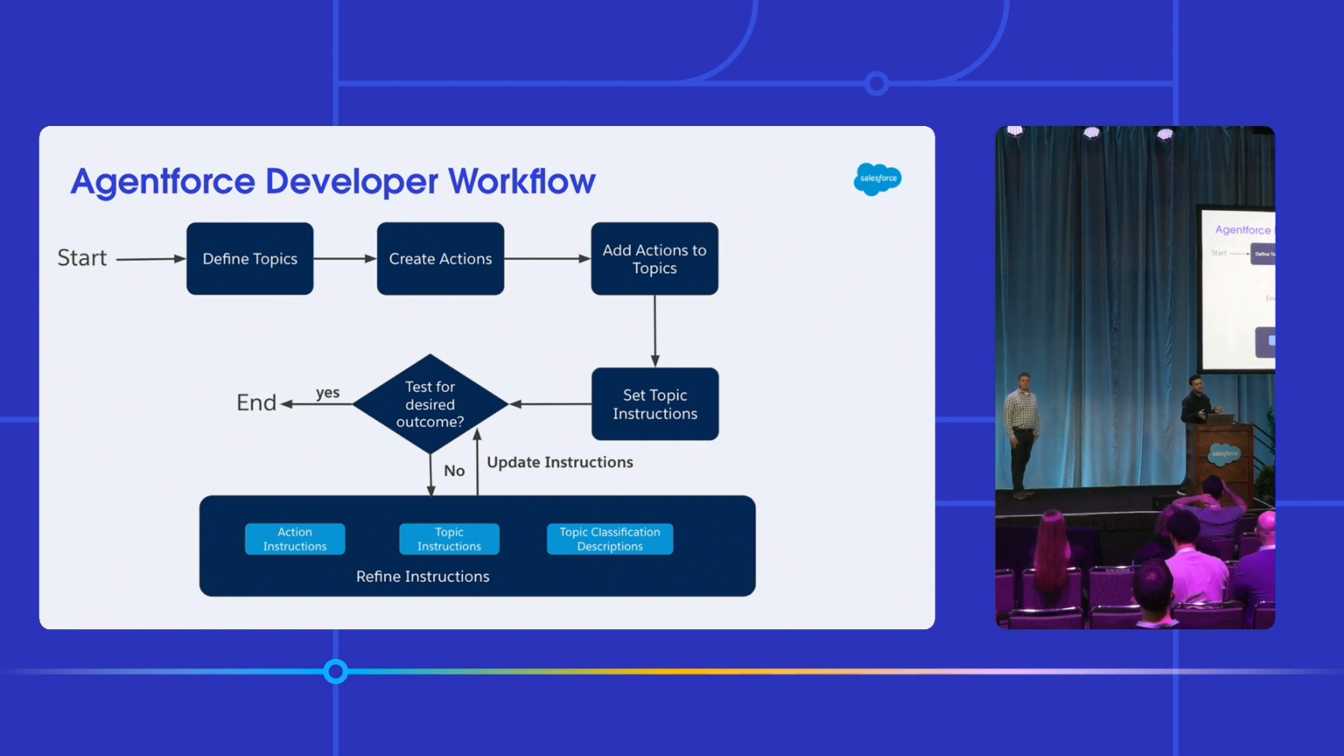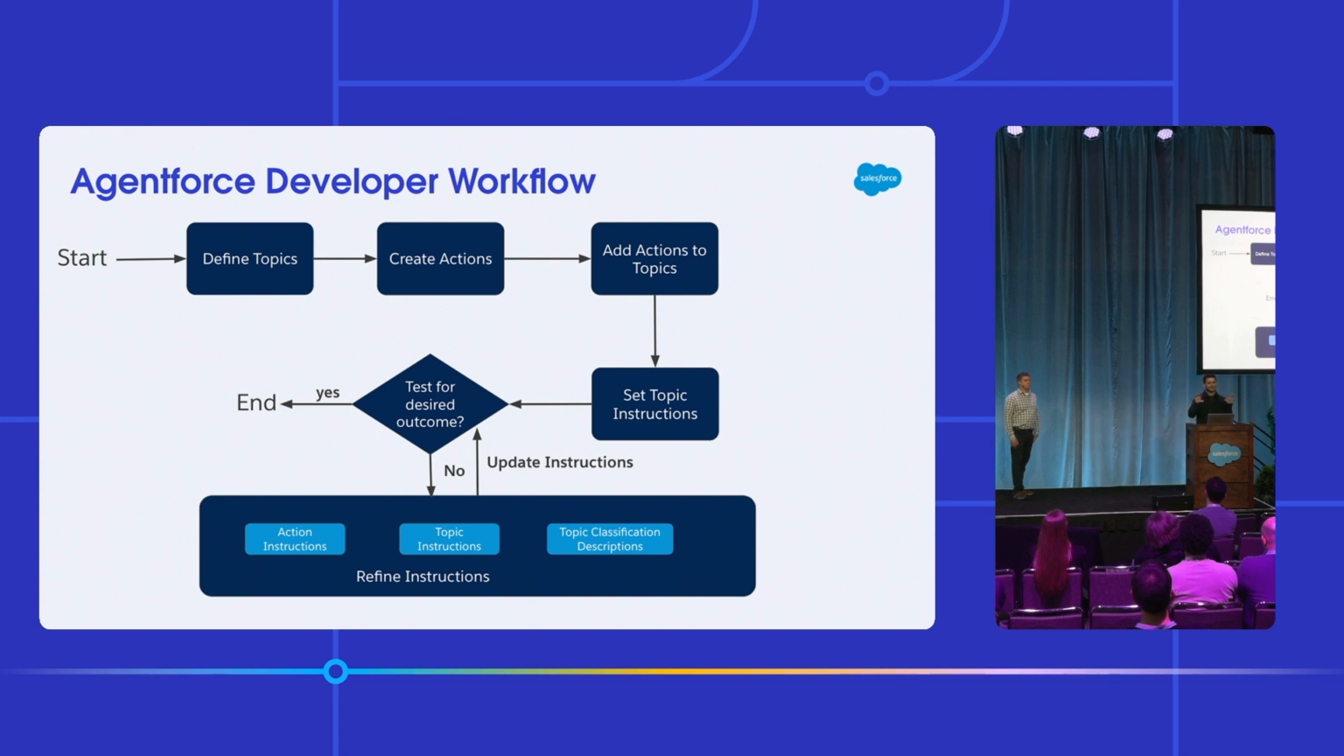So you add your actions to the topics, and then a very important thing, and this is what is changing, is you will be writing topic instructions and action instructions. Instructions are nothing but natural language descriptions that you write on how you want your actions to behave and how the user interface is going to be. What are the questions that this agent is going to ask? How is it going to process that information and push it to these actions? That is very important to understand.